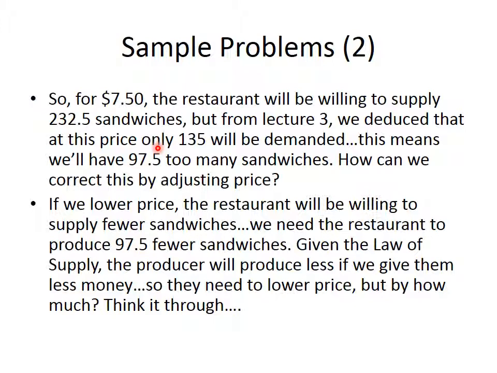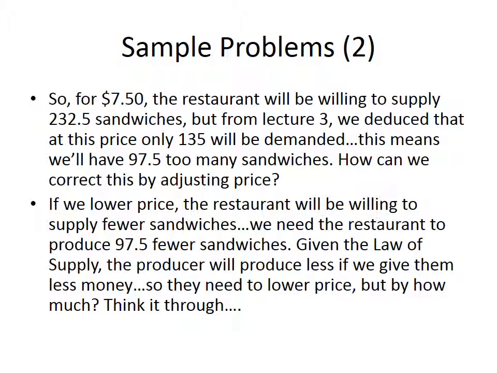Instead of 8 ounces, it's 4 ounces. Whatever. Doesn't matter, okay? Now, from Lecture 3, we deduced that for $7.50, our demanders are going to demand 135 units. That gives us a problem, doesn't it? At $7.50, as the restaurateur, we'll be willing to provide 232.5, but our customers will only demand 135. That's going to leave us with 97.5 too many sandwiches. How do we deal with this?